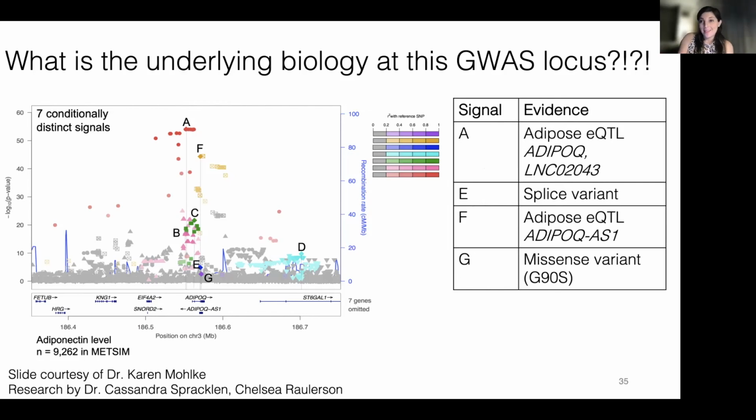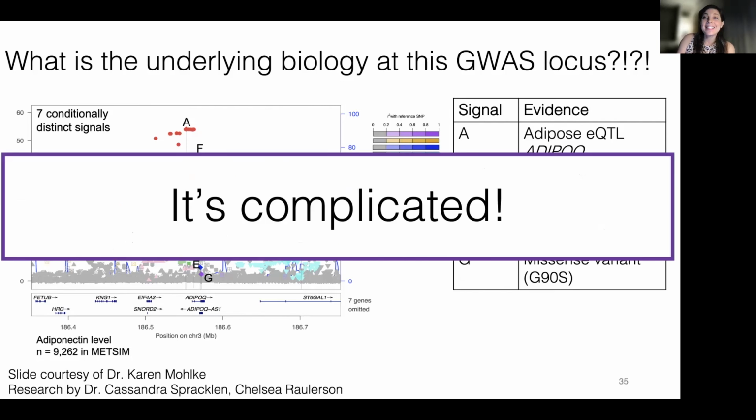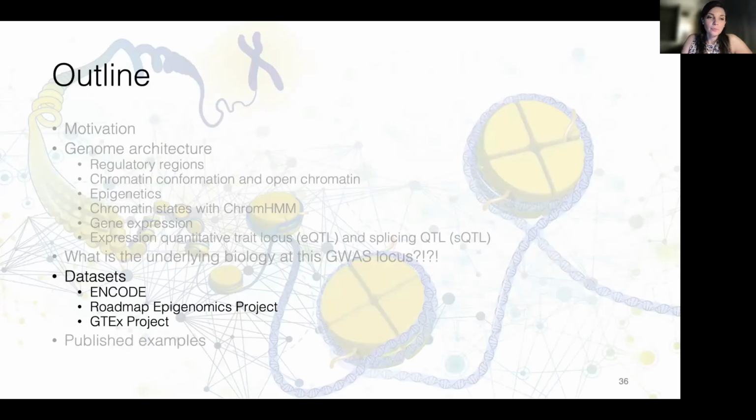So this is the evidence that exists, and it's complicated because we still have a few signals that we're really not sure why they are significant and independent from the other signals, because they're not making sense with all the information we put together. So this is an ongoing process for a lot of diseases and a lot of loci that we really want to understand better.